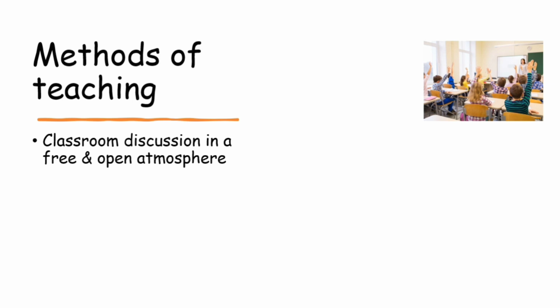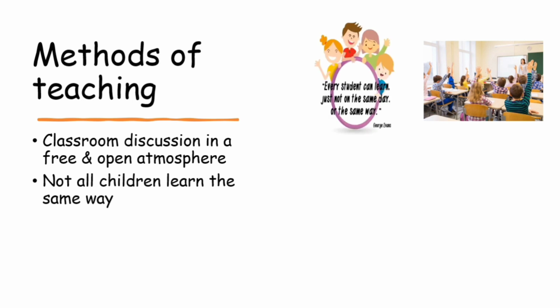Next is, not all children learn the same way. It's very evident that different children have different sets of abilities and interests as well as varying potential of learning. Some may be fast learners, some may be slow. A particular experience may be enough for a child to learn something, but may not be perfectly suited for another child. So it is important to have a variety of educational methods.